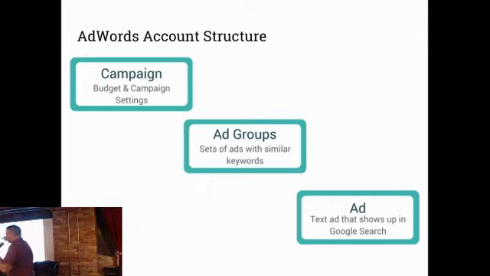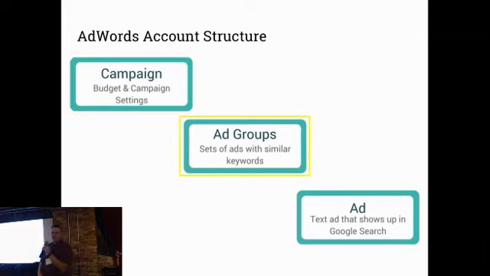So this is how AdWords is structured. You've got campaigns at the high level, and then you've got ad groups, which is a set of related keywords, which then produce the ads. Campaign is where you set your targeting and your budget. Ad groups is where you collect your keywords.